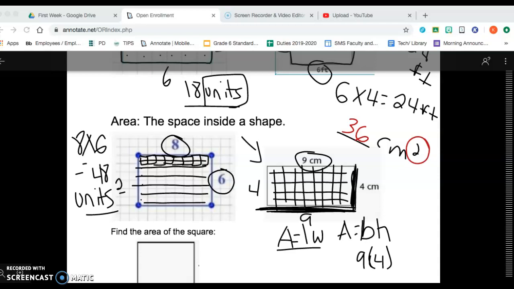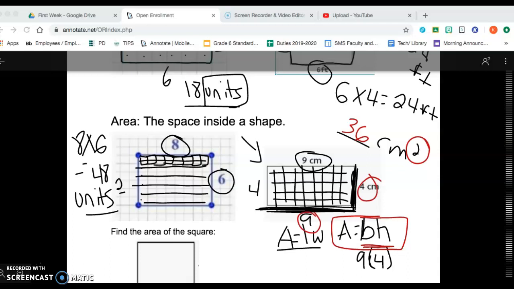So I want you guys to think of this as area is equal to base times height instead of length times width. The reason why is because when we do other shapes like triangles or trapezoids, base times height just makes more sense than length times width. So in middle school, it's base times height, which all means the same thing. We're multiplying the base times the height.